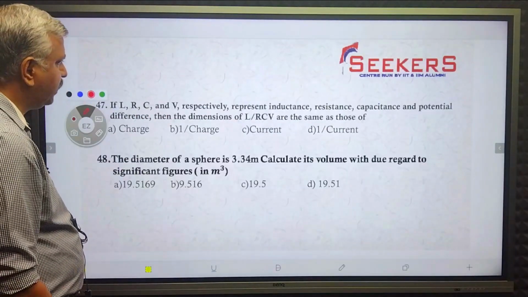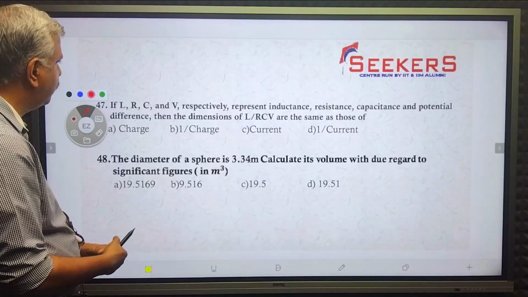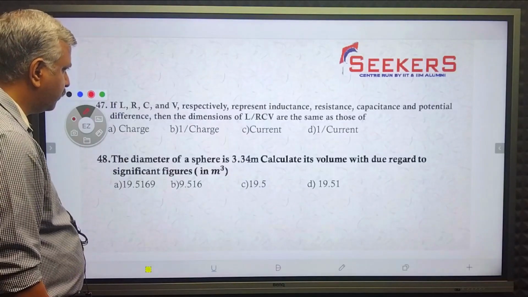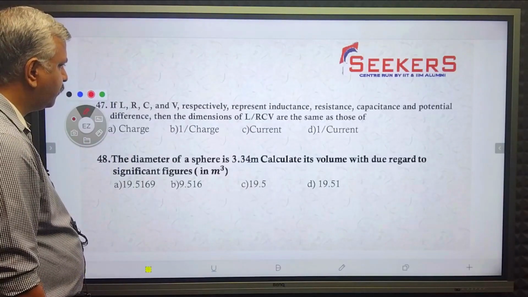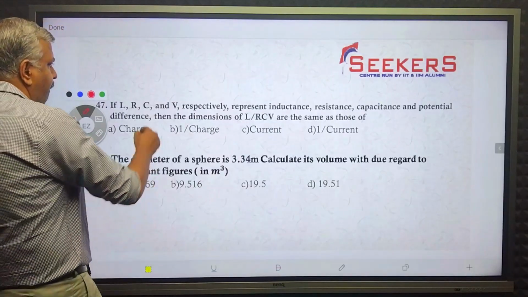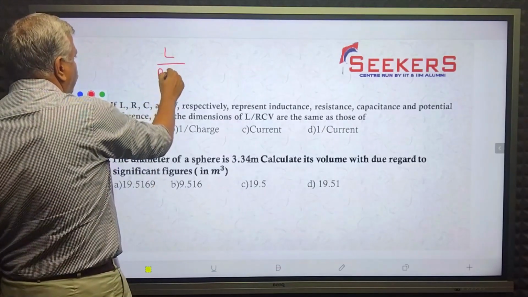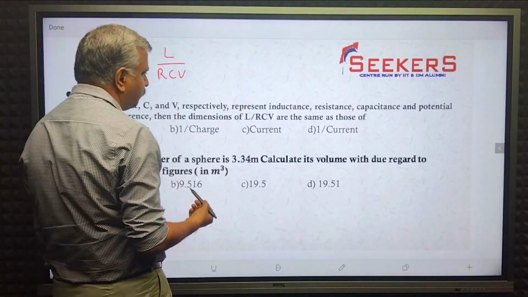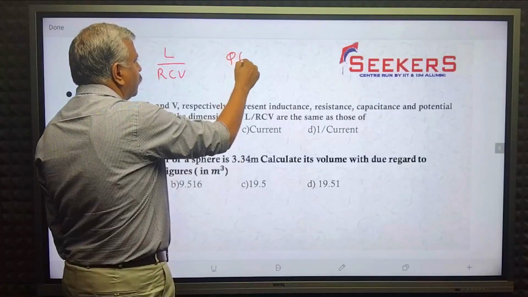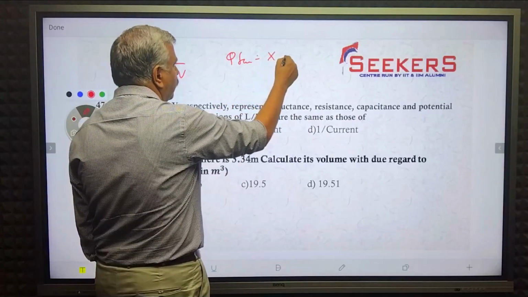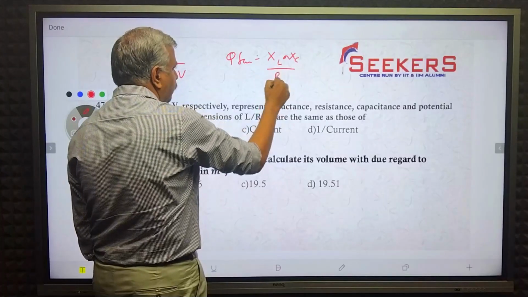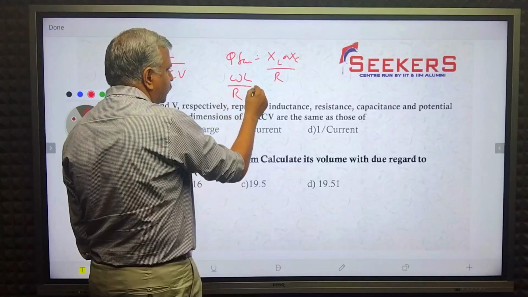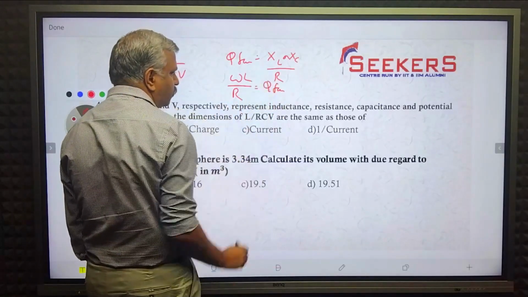L, R, C and V respectively represent some quantities. The dimensions of L by R C V are the same as those of what? This is a tough one. Students, you all know that there is something called the Q factor. Q factor is equal to X L or X C divided by R. X L is omega L, so omega L by R is equal to the Q factor, and the Q factor has no units.